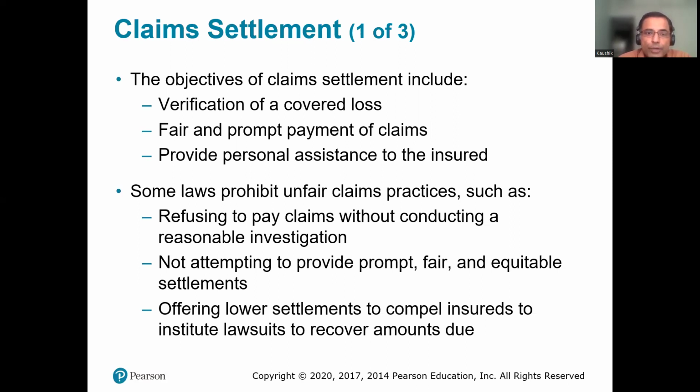The company needs to ensure that they do not refuse claims without doing a proper investigation, that they do not use dishonest means while doing settlements, and they also don't offer lower settlements which could lead to lawsuits.